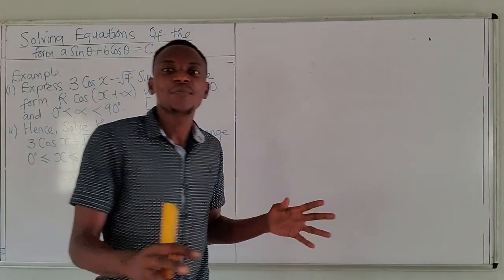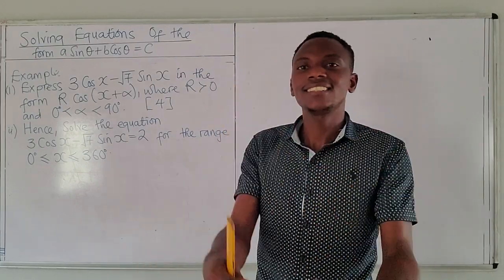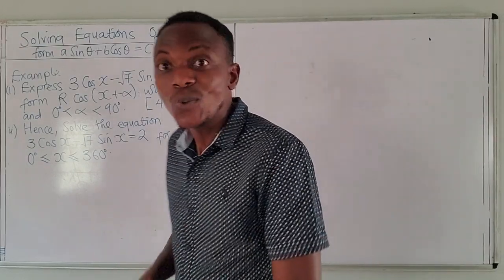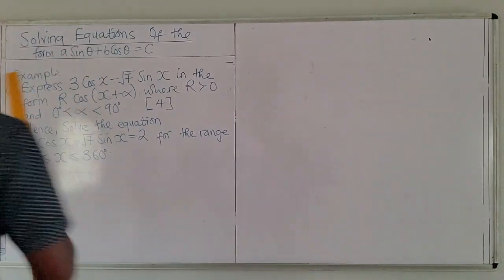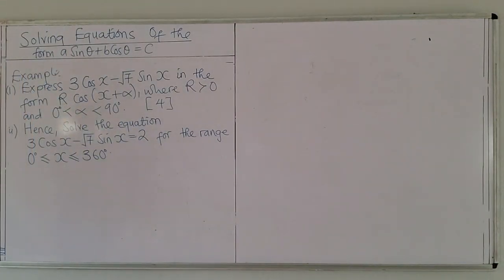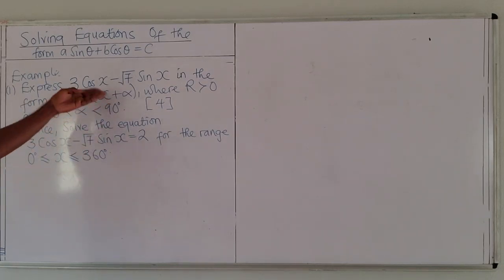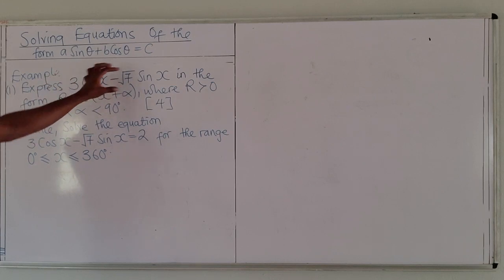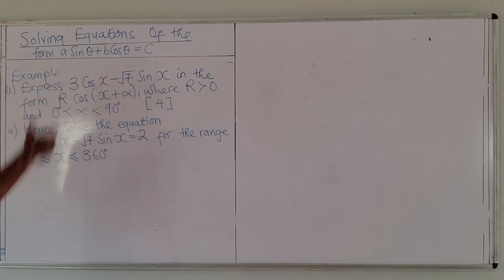Now I'm going to read the question, then we get through to the solution. Example: express 3 cos x minus square root of 17 sin x in the form r cos(x plus alpha), where r is greater than 0, hence solve the equation. Most questions will come this way, because you cannot solve this question without expressing the function in this form. So that's why these follow each other.